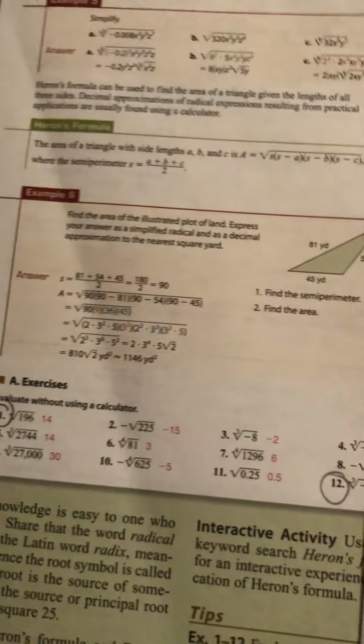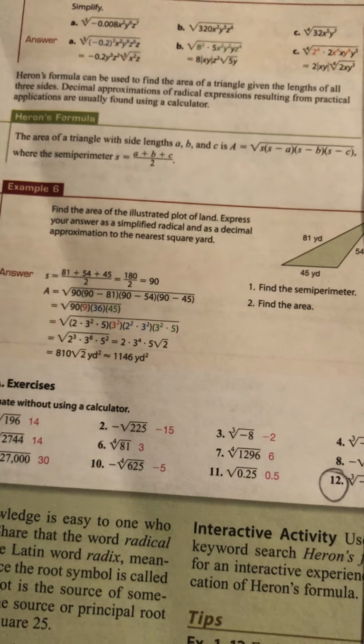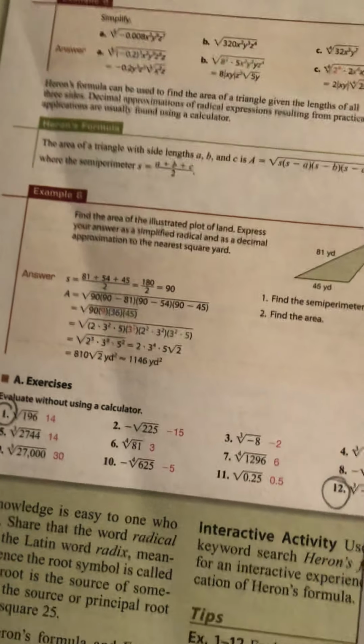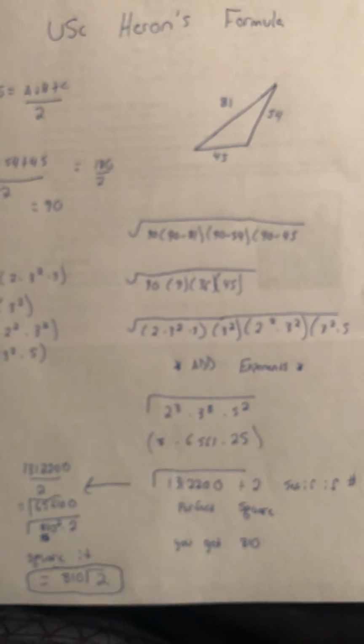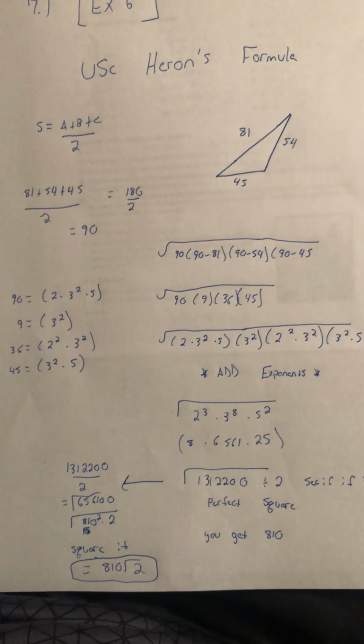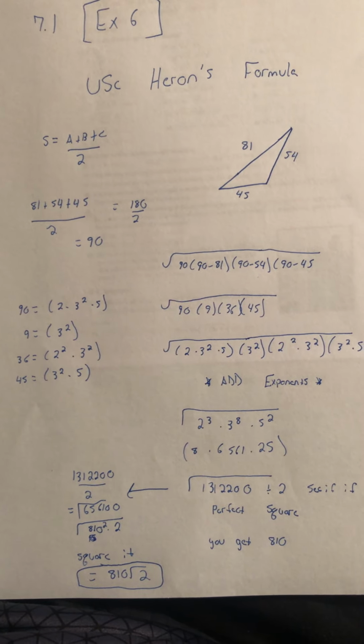All right, and our last one here is going to be talking about Heron's formula. Now, it's a little bit different because you're dealing with triangles. We know that the interior angles of a triangle always equal 180 degrees. I'm just going to zoom out a little bit because you guys are going to have to see this step by step.